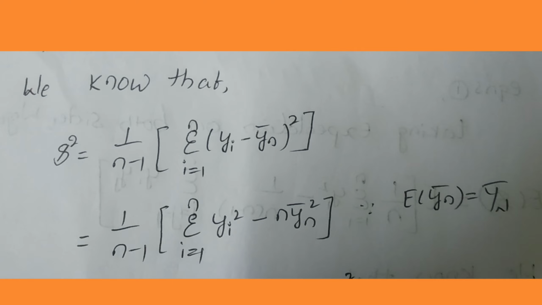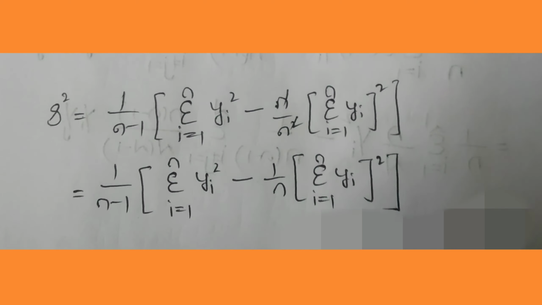Now let us start the theorem. Let the sample observations we have to draw be y1, y2, y3, up to yn, which are n random samples. We know that the sample mean square, small s square, is equal to 1 by n minus 1 summation i ranges 1 to n, (yi minus y bar n) whole square. After we simplify the formula, we can convert it into 1 by n minus 1 summation i ranges 1 to n yi square minus n into y bar n square.